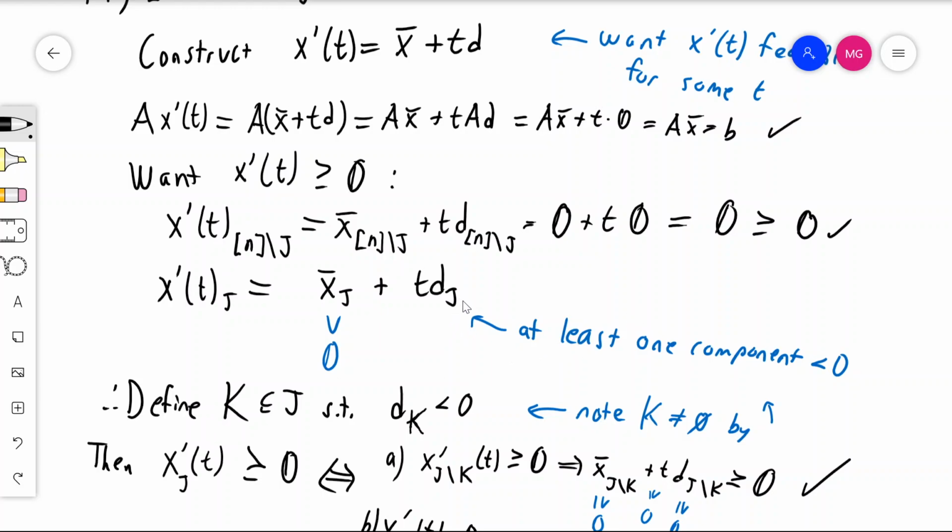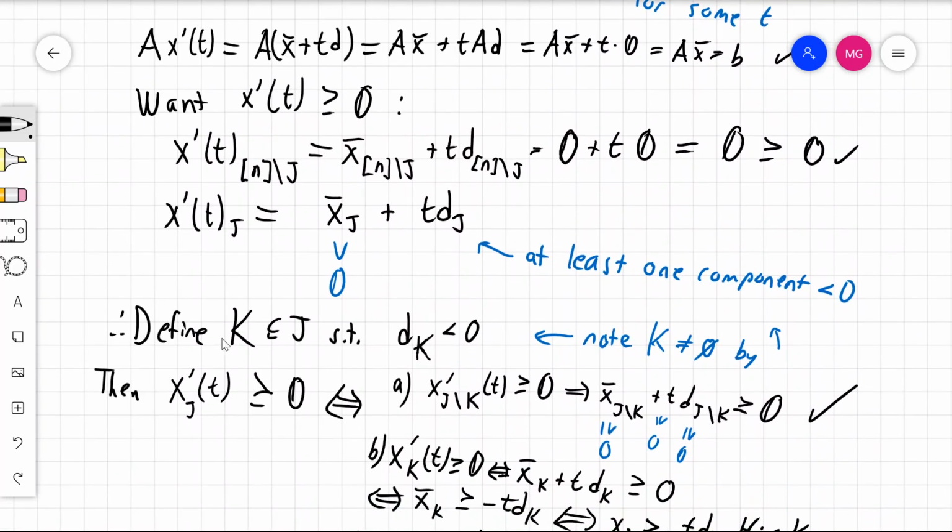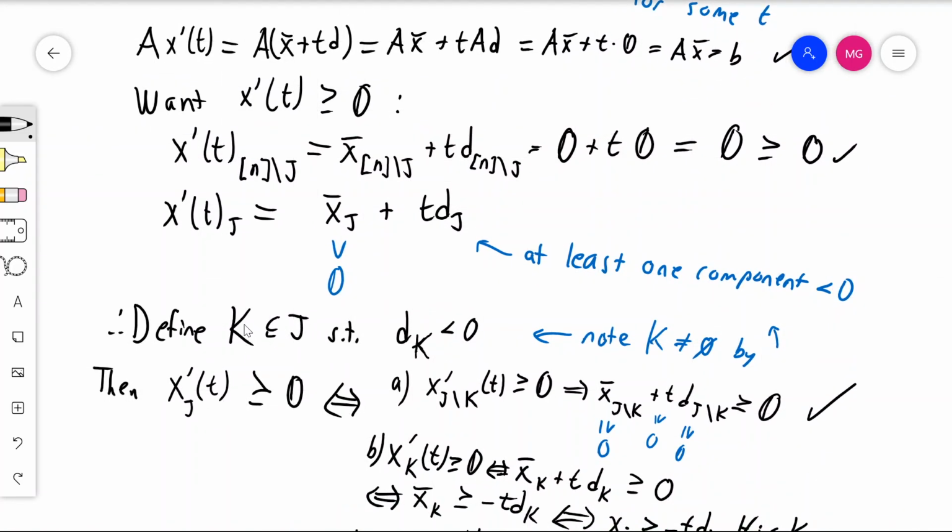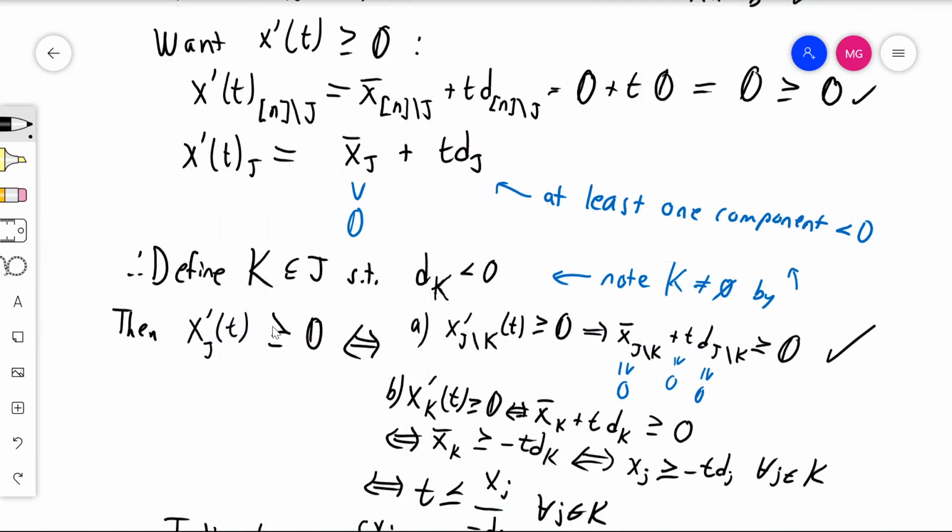One of the components of d_J is negative. So define K, capital K, to be the subset of those indices such that it is negative. So it's non-empty because we just said at least one of the components is negative. So K is the components where they are negative, and then x_J prime of t is non-negative if and only if it's true both for the components that are in J but not K, and for the components that are in K.